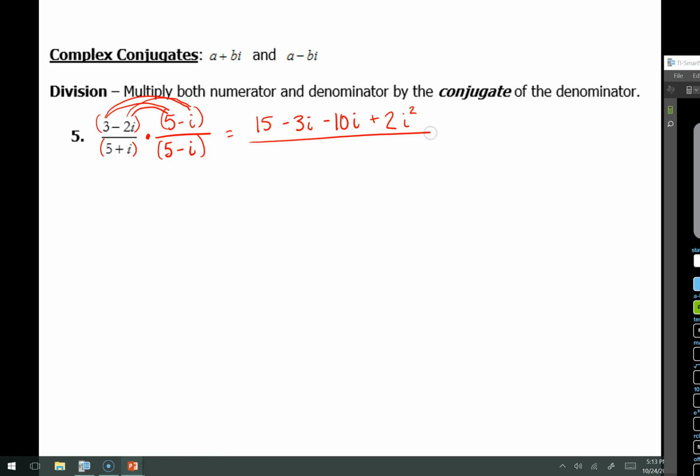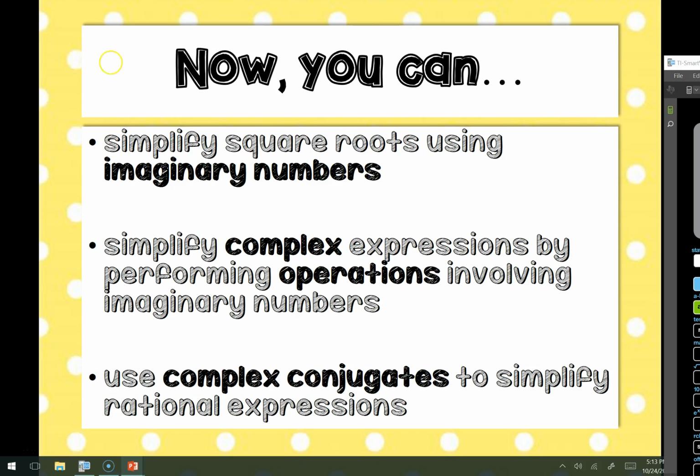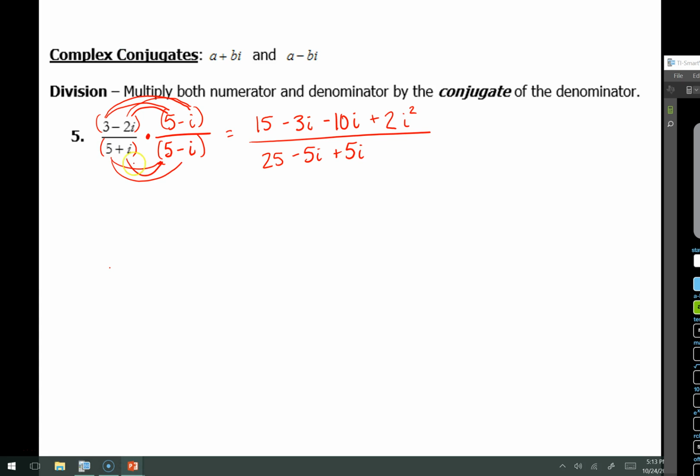When I do my denominator now, FOILing, 5 times 5 is 25. 5 times negative i is negative 5i. Positive i times 5 is positive 5i. And my last, i times negative i is negative i squared. Don't forget that square.